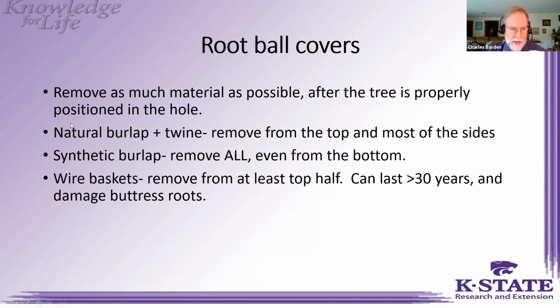If it's wrapped with natural burlap and twine, which is very common, you want to remove that from the top and most of the sides of the root system. You can leave a little bit of burlap in the bottom of the hole, and it's going to decay in a short period of time, in a year or two, down a wet, dark hole, and won't restrict root growth at all. However, some trees now are wrapped in what we call a synthetic burlap. It's kind of that plastic white woven material like grass seed may come in, or tube sand for the weight you put in the back of your truck in the winter.